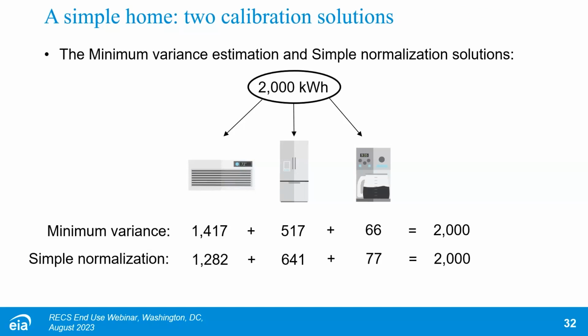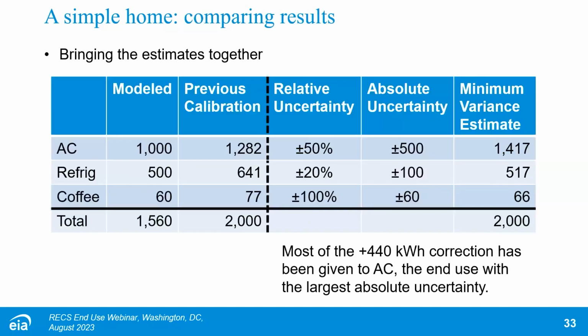So we're going to see it again now, on the next slide, in tabular form. You can see that the absolute uncertainty for our air conditioner was plus or minus 500. In fact, this minimum variance estimation technique added most of that 440 that we needed to add to the air conditioner, because 440 is already less than 500. It's by far the most uncertain, and that probably scans with people's intuition.